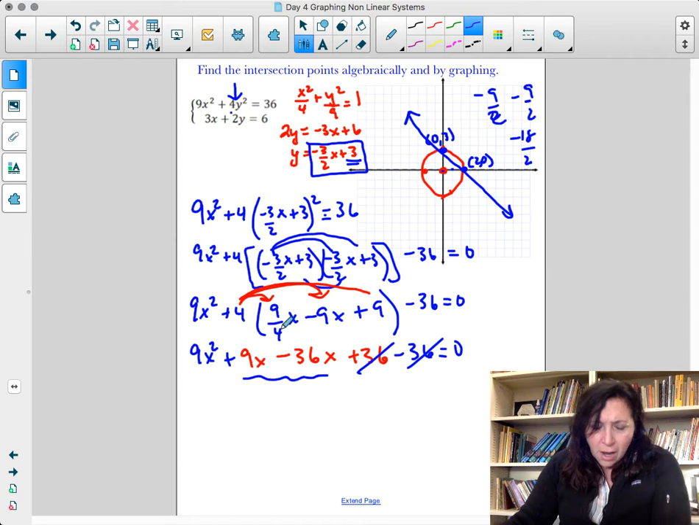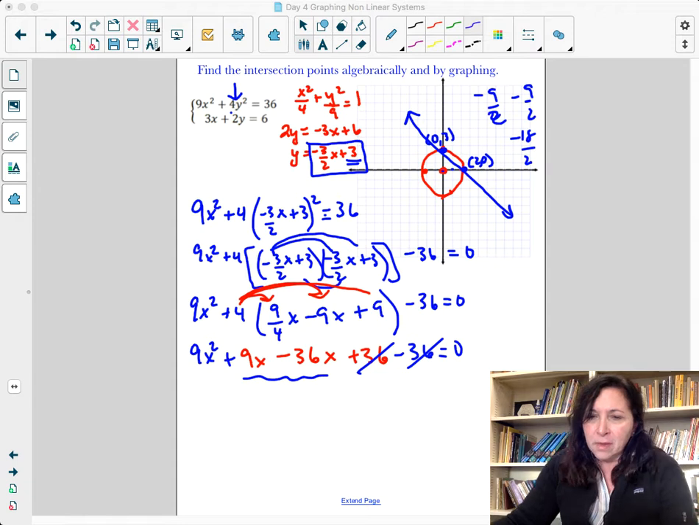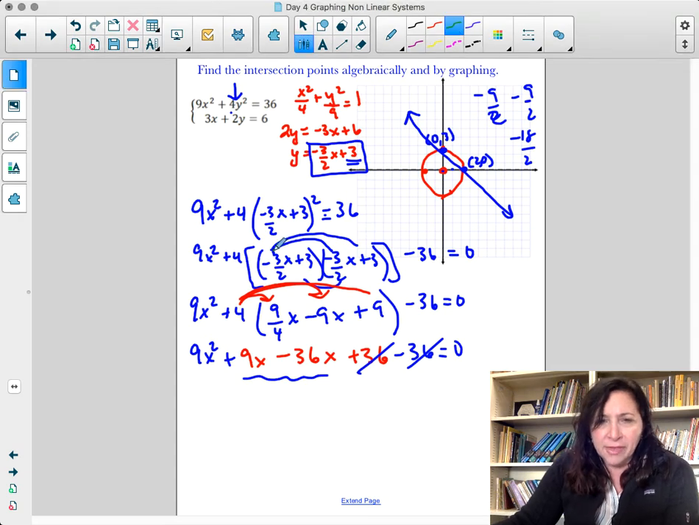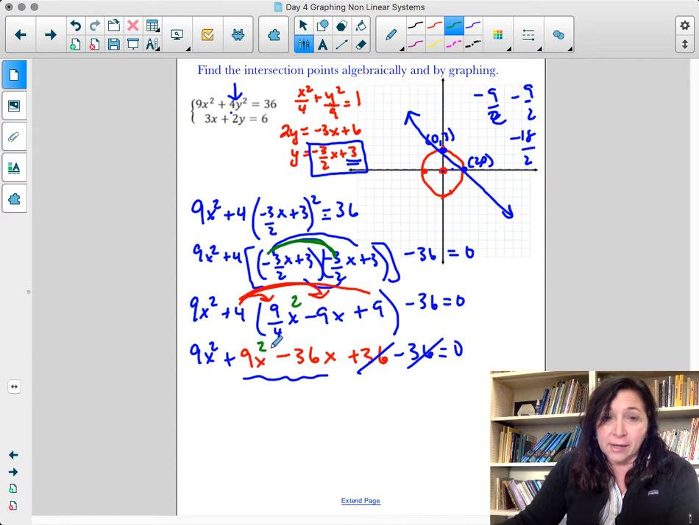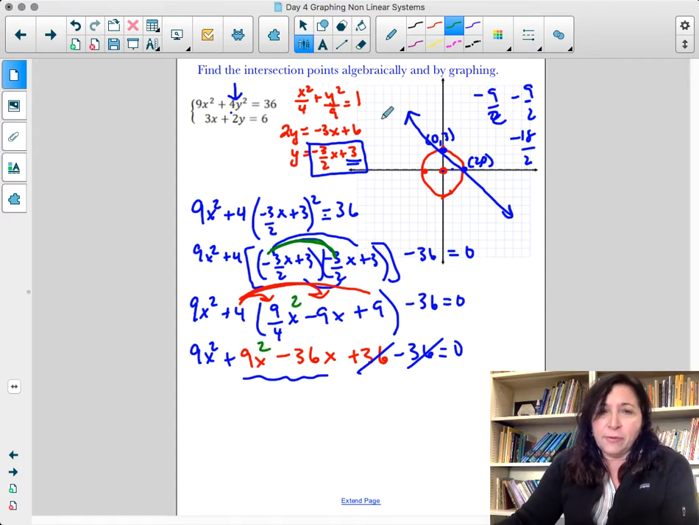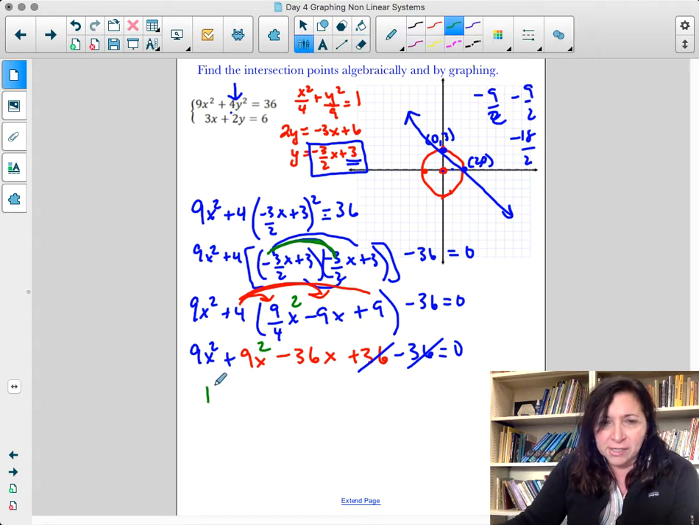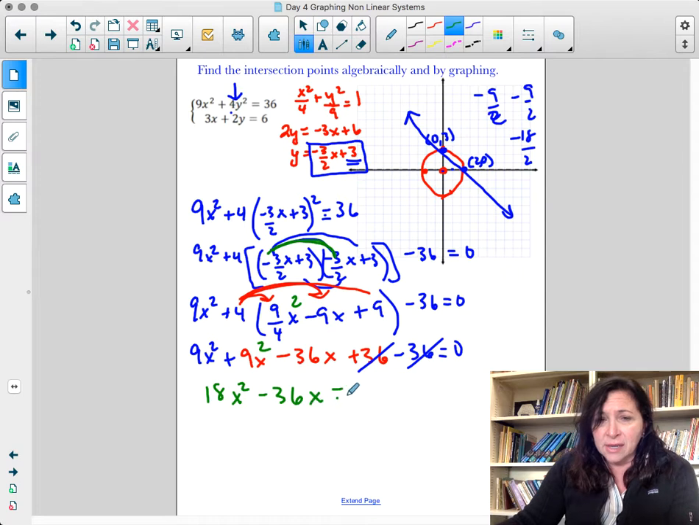So let me just double check something here. Oh, I know what happened. When I multiply this times this right here, that's just 9/4, right? But that's x times x, so don't forget the x squared like I did. So therefore, we're not combining those two terms. We're combining the 9x squared plus the 9x squared, which is 18x squared minus 36x equals 0.